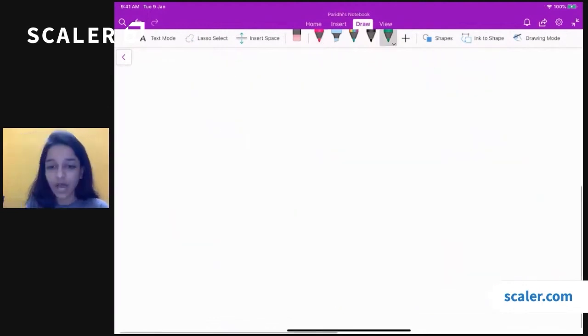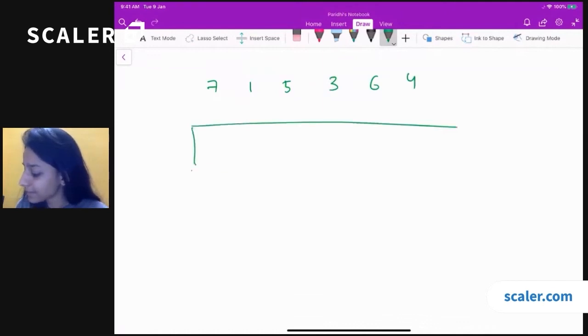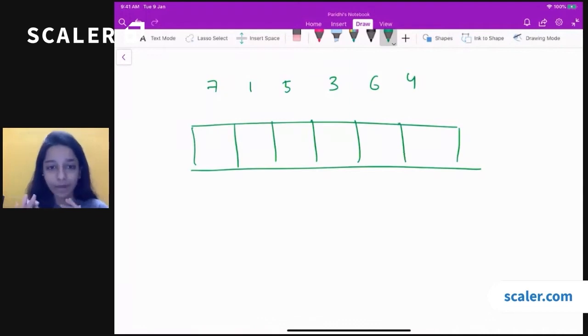So this was the brute force approach. Now let's see. We have 7, 1, 5, 3, 6, 4. Let's say this is my DP array, and here I'm going to do it in bottom up fashion. I have a 1D array. Now let's say I have only a single stock. Then there won't be any profit, right? Will there be any profit? No, right? So we can make it 0. So here we can put the value 0.